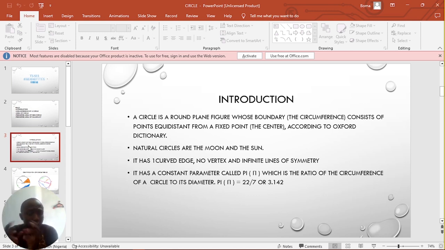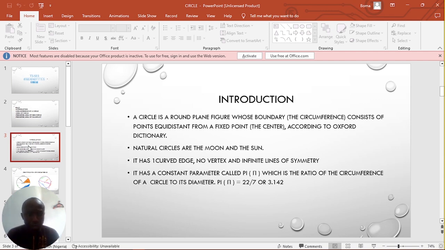Then, what are the properties? Properties of the circle. It has one curved edge. No vertex. I mean, there is no point where two lines meet. It's a continuous curve or a continuous line. Then we have what we call the infinite lines of symmetry. That means lines that can divide the circle into two equal parts. Those lines are infinite. They are continuous. They don't end. There are so many that you cannot count.